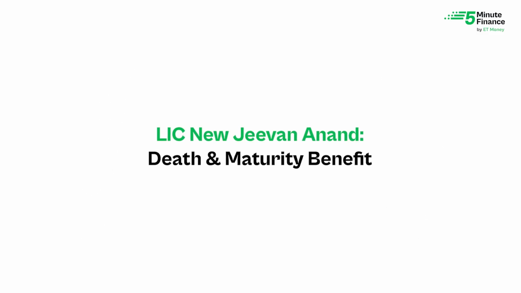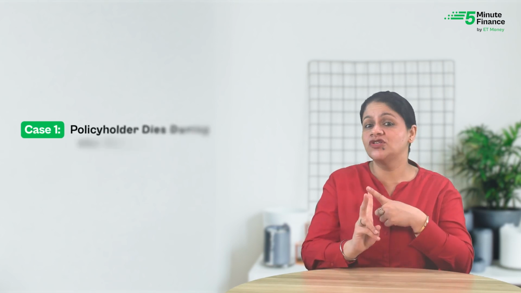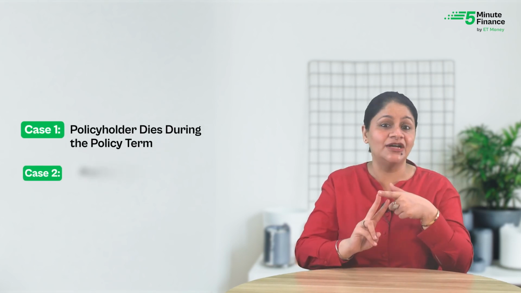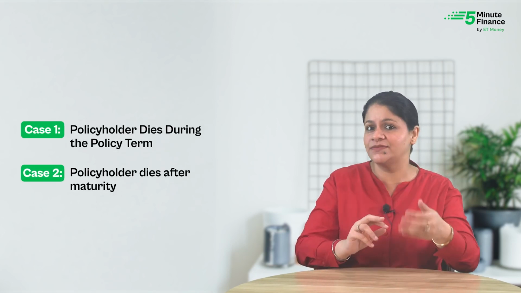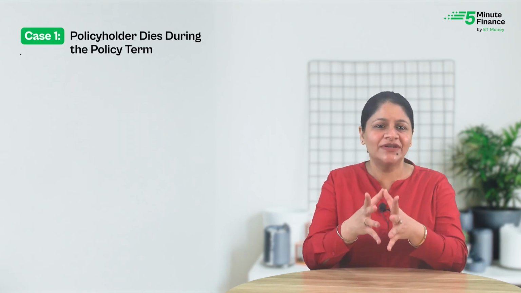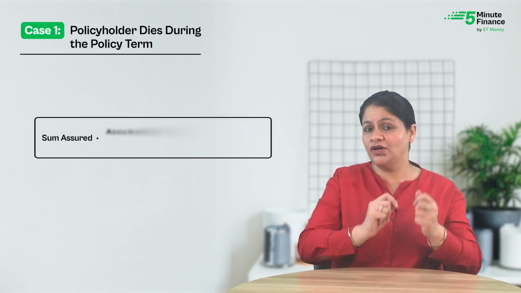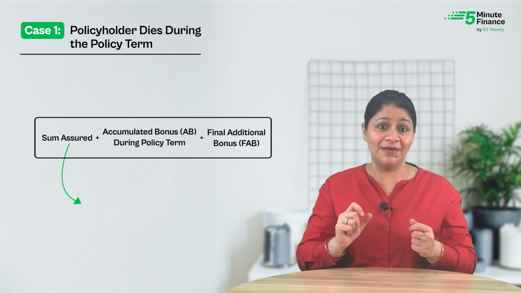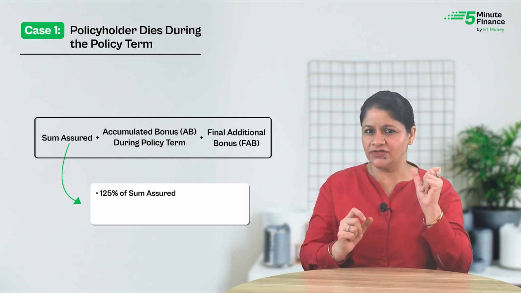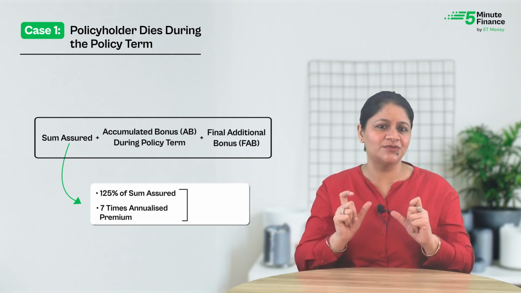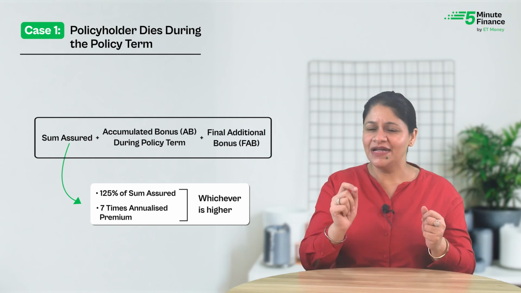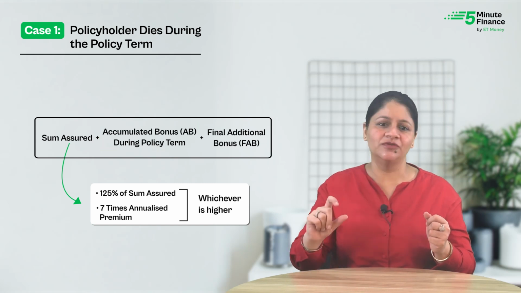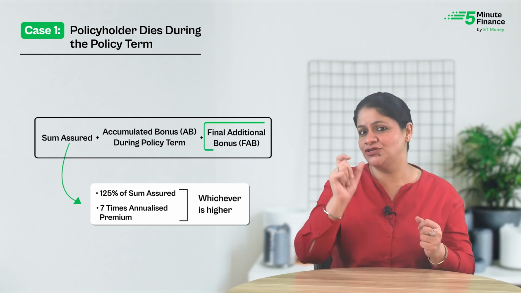Now next, let's understand the death benefit and maturity benefit. Let's take two cases here. One where the policyholder dies during the policy term, and two where the policyholder dies after the maturity period. So in case of death of the policyholder before the maturity of the policy, the nominee or family members get either 125% of sum assured or 7 times annualized premium, whichever is higher. Plus the bonuses accrued during the term of the policy, plus the final additional bonus.